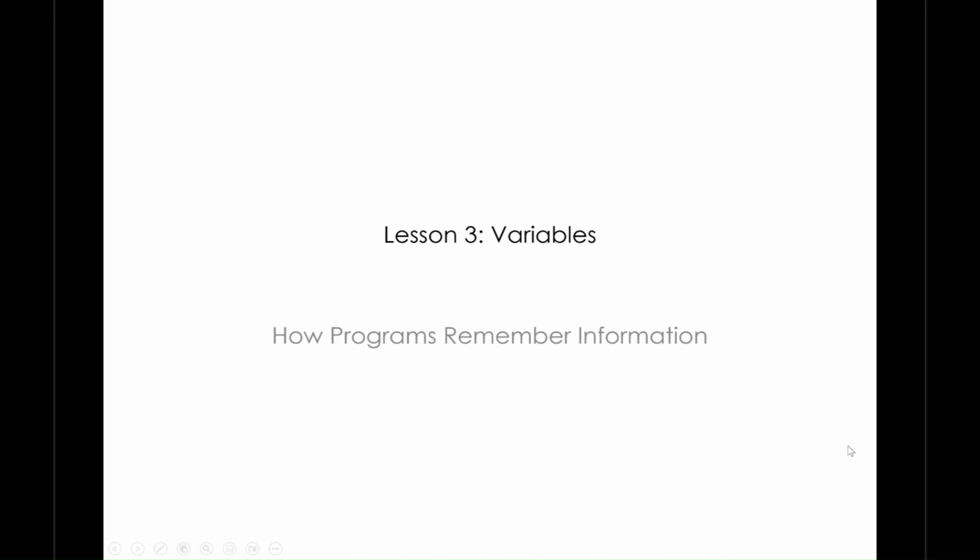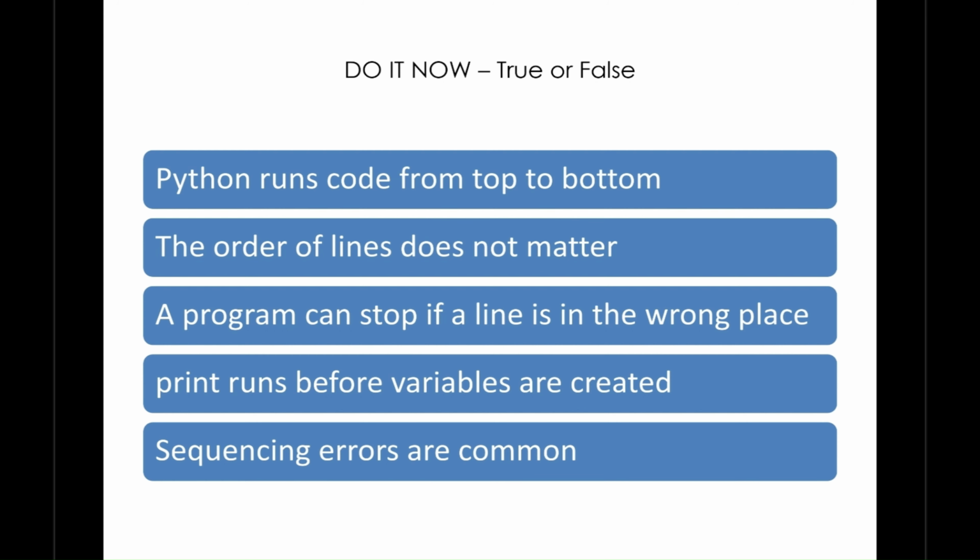This is lesson 3, variables. Variables are how programs remember information. Without variables, programs would forget everything after one line. Let's have a look at the do it now.